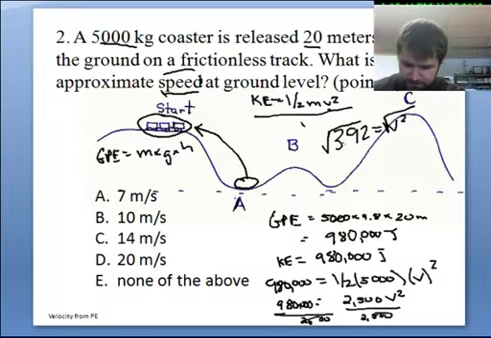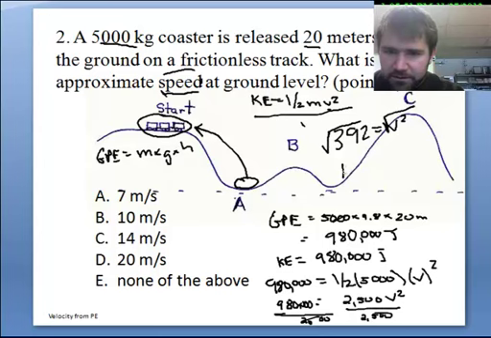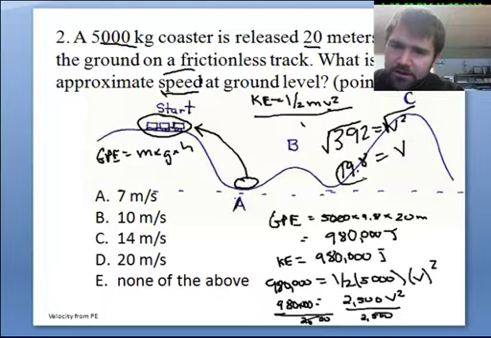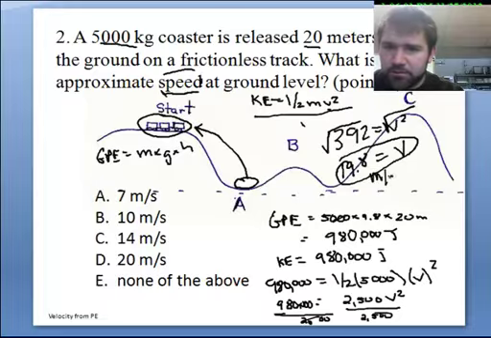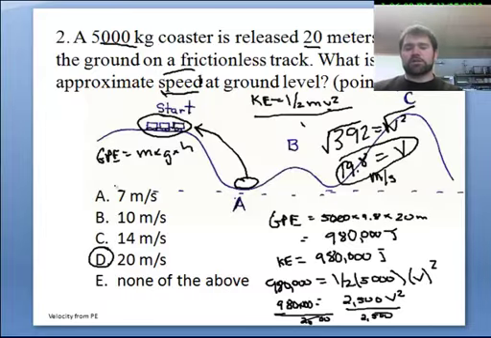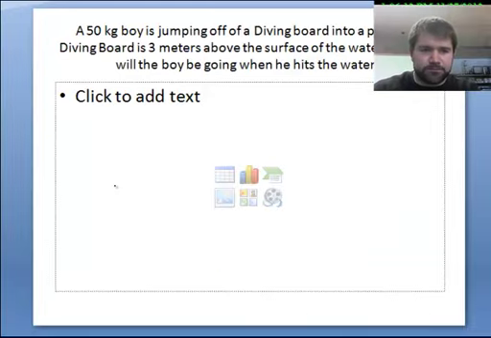The square root of 392 is equal to 19.8. So 19.8 would be a rough estimate of my velocity at the bottom of the track, and that's going to be 19.8 meters per second. So what's the closest here? 20 is pretty darn close to 19.8, so 20 meters per second would be my approximate speed at ground level.